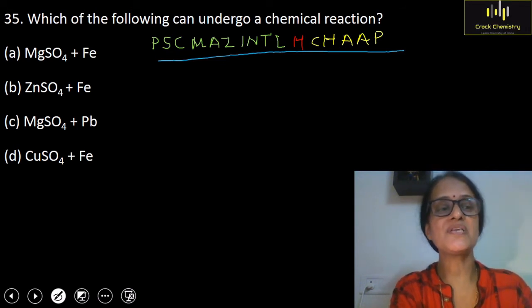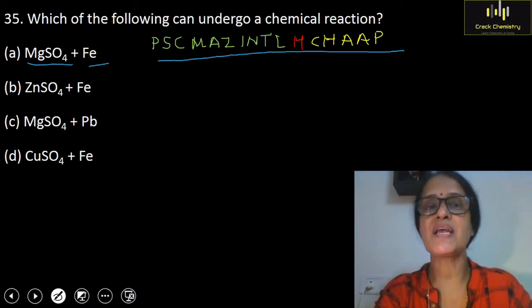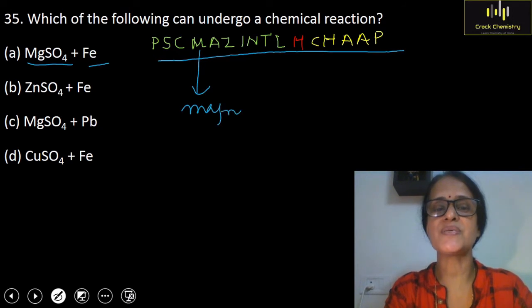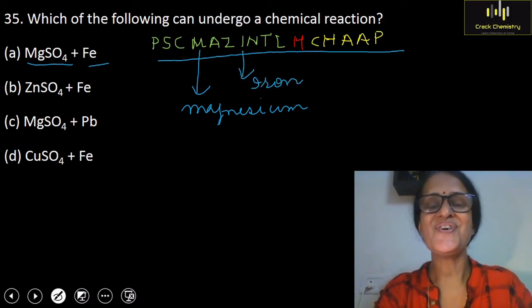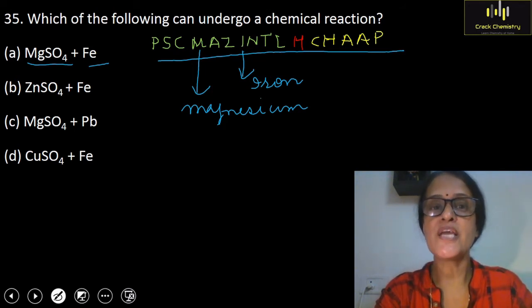The first given option is magnesium sulfate plus iron. For answering whether the reaction can take place or not, you have to find the position of magnesium and iron in the reactivity series. You can see that magnesium is written as M in the reactivity series. So this is magnesium. What about iron? It has been shown with the symbol I. So it is clear that iron is less reactive than magnesium. Why is it less reactive than magnesium? Because it is placed after magnesium in the reactivity series.